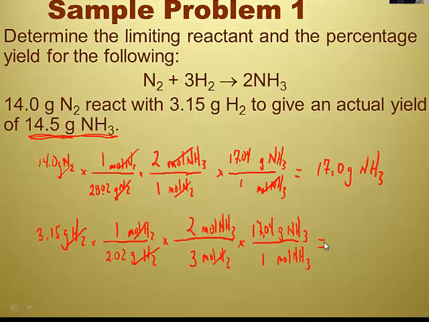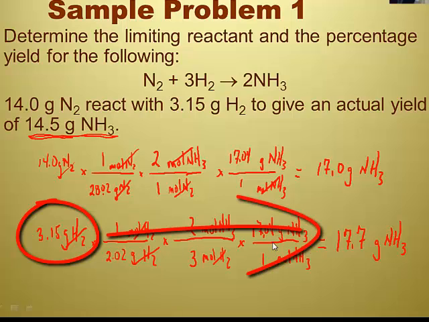Let's check my work. Okay. All right, so we just found out that if we had 3.15 grams of hydrogen, it would be capable of making 17.7 grams of ammonia, assuming that we had excess nitrogen. Or at least enough nitrogen, but we don't.